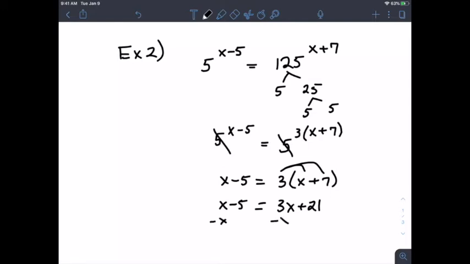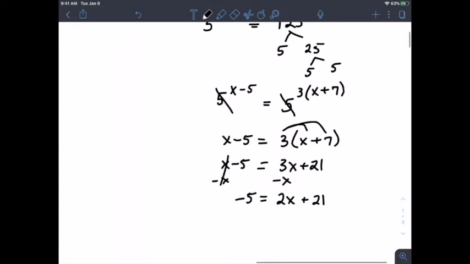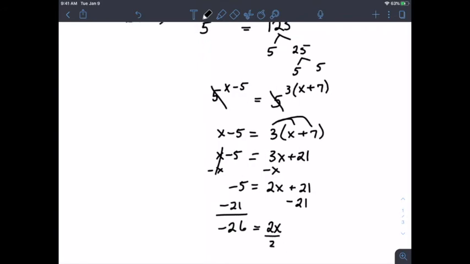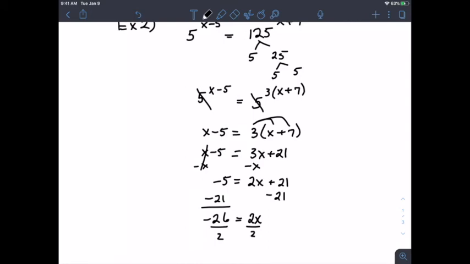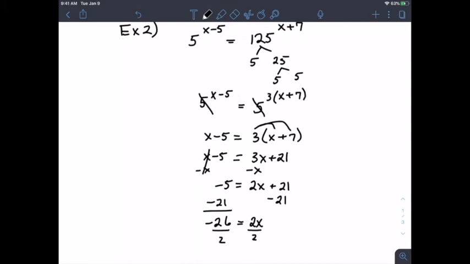From there, I'm going to move the x to the other side. So subtract x. So negative 5 equals 2x plus 21. And now I'm going to move the 21. So I'm going to subtract 21 from both sides. They cancel on the right. 2x is equal to negative 26. So now I'm going to get rid of the 2. Divide by 2, divide by 2. X is then going to equal negative 13.